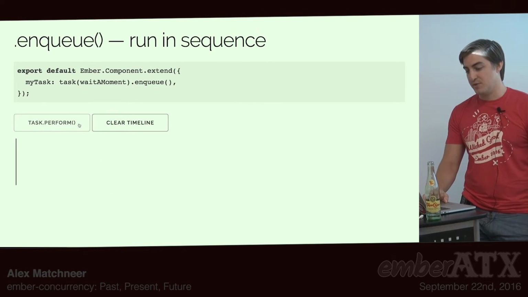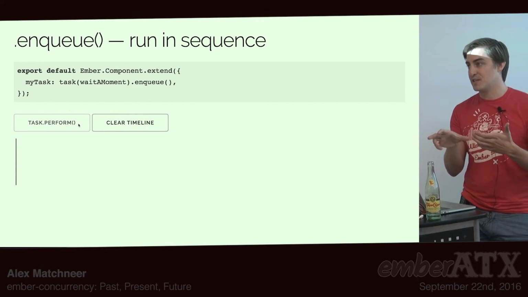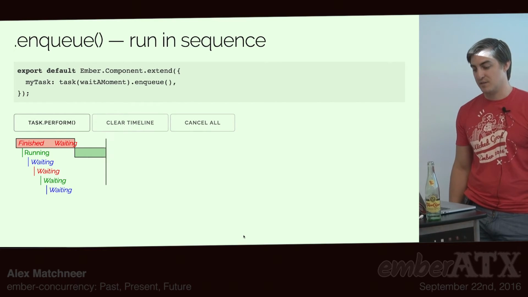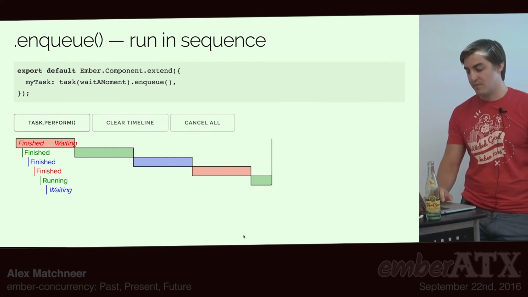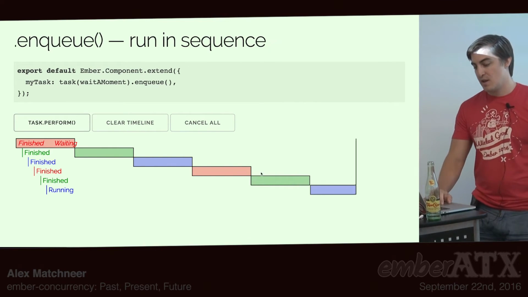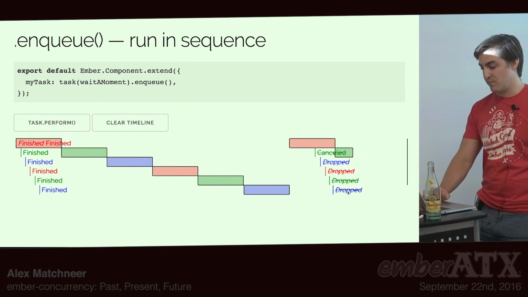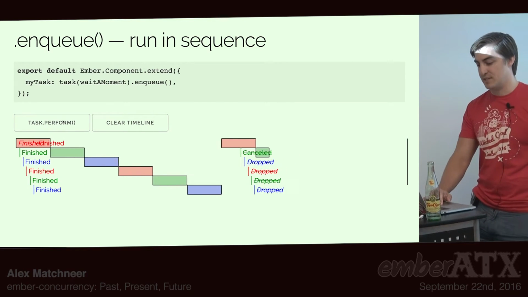And the second way is to unqueue, which is to say, let the previous one finish, but start the next one right away when it's done. So if you tap this a bunch of times, it's going to basically run one at a time. None of them will be dropped, they'll just be unqueued. And at any point, you can cancel everything. All the unperformed ones will be dropped because a dropped task is basically a canceled task that hasn't even begun yet.